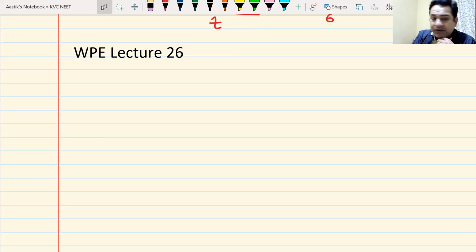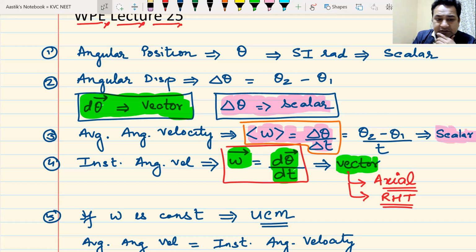We have discussed the basic definition of all these terms that we were supposed to know in the last lecture, that is lecture number 25. We have discussed these terms in great detail. We had seen the basic terms: angular position, the position of the particle in the circular path in terms of an angle, in radians, then angular displacement, change in angular position. Small angular displacement is a vector quantity. Large angular displacement is a scalar quantity.